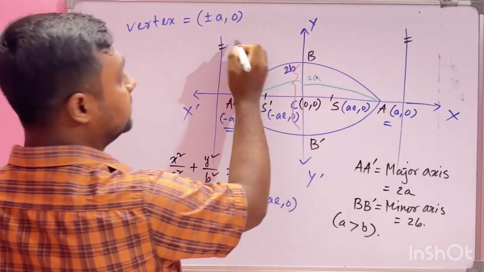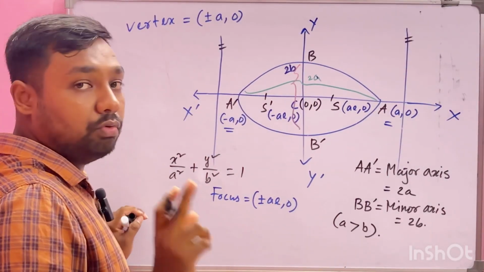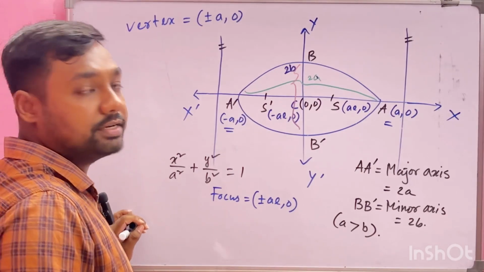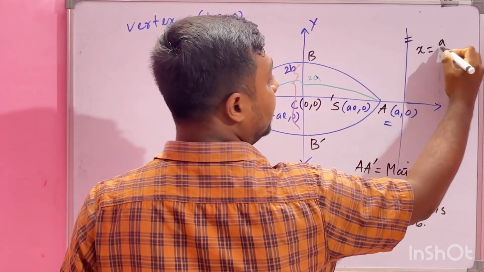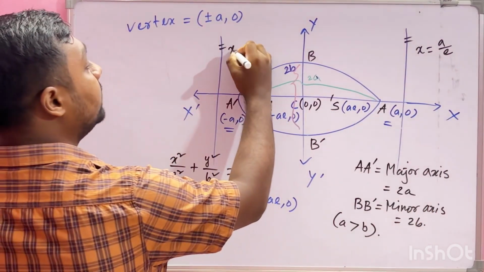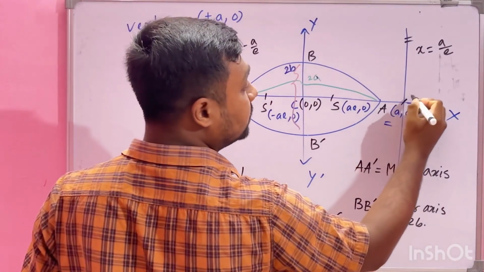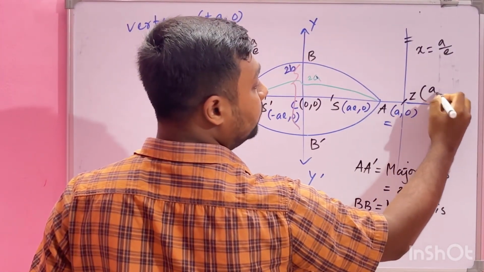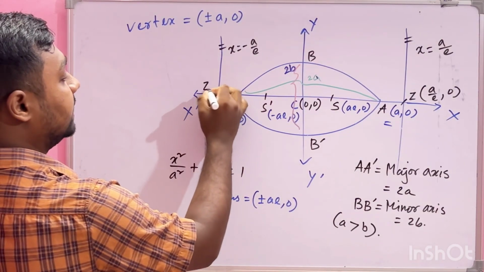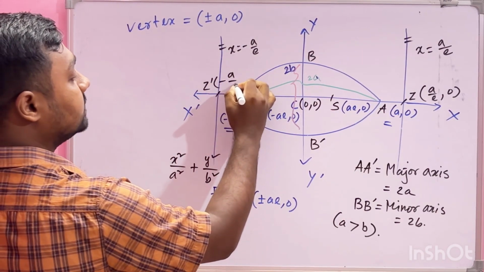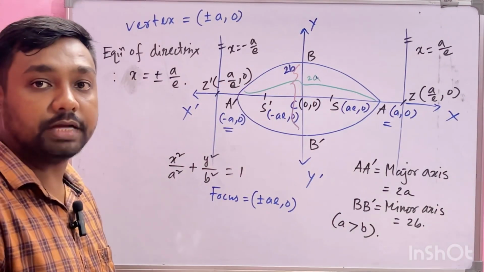This line and this line, these two lines are the directrices of the ellipse. Now what is the equation of these directrices? The equation of this directrix will be x equal to a by e, and this will be x equal to minus a by e. That means the coordinates of this point, that is Z, will be (a by e, 0), and the coordinates of this point, that is Z dash, are (minus a by e, 0). So we have got the equation of the directrix.